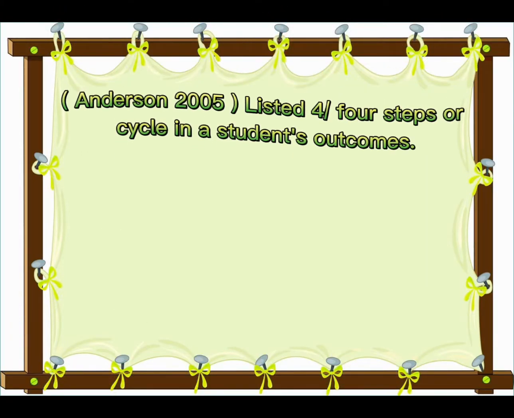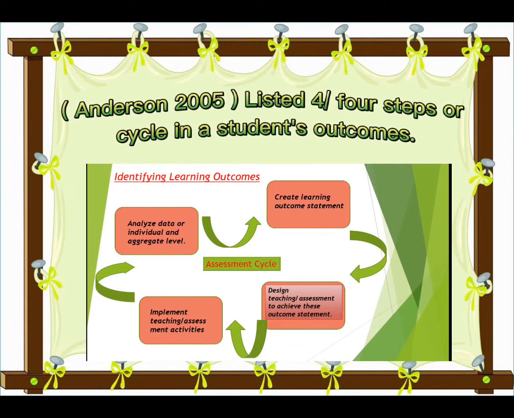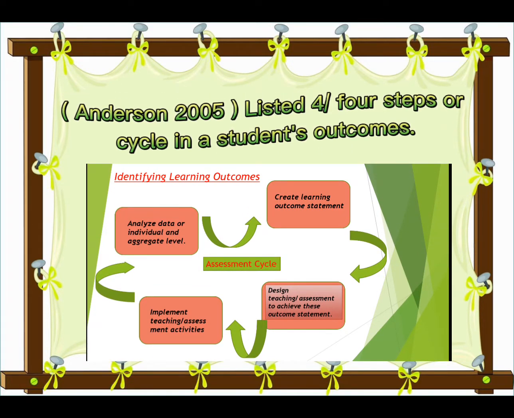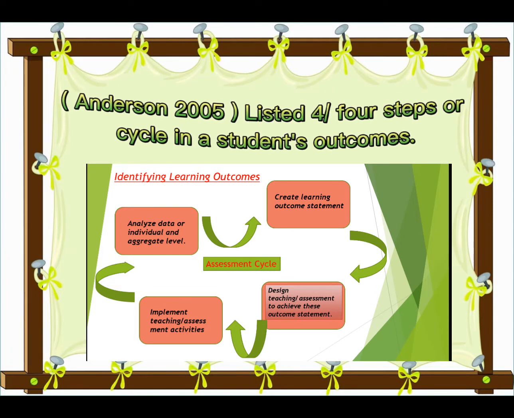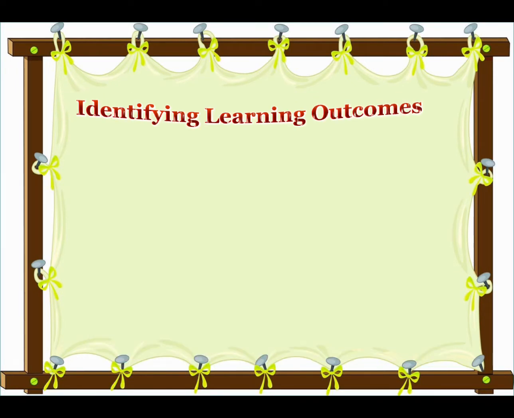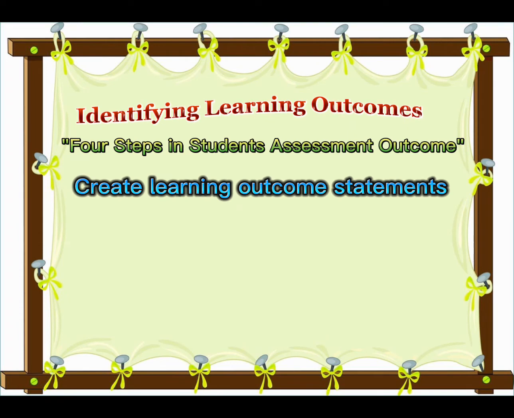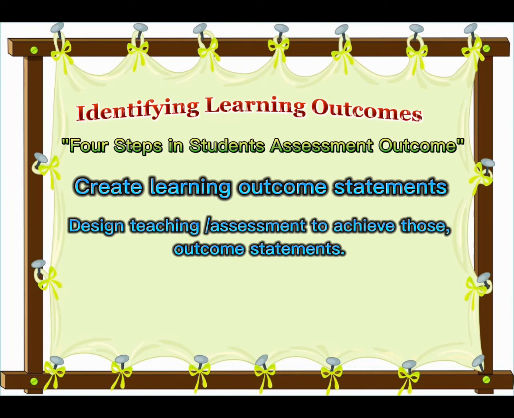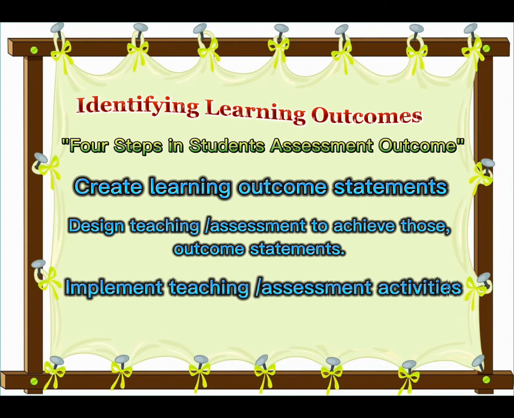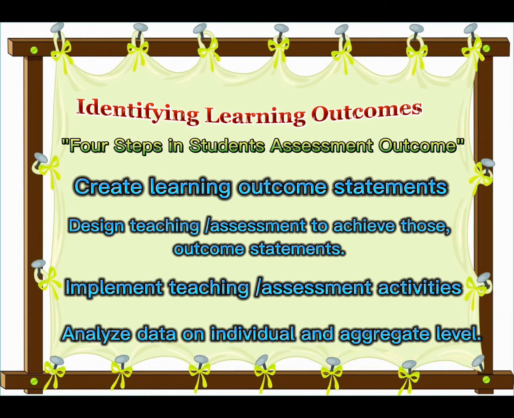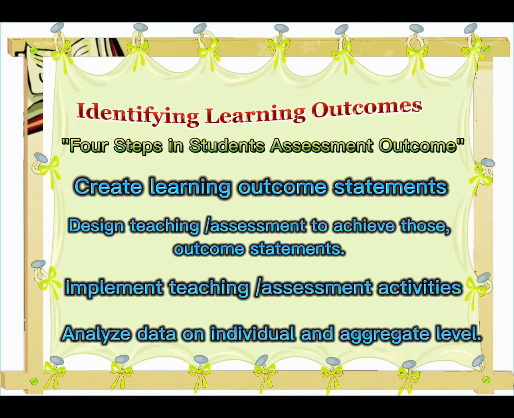Anderson 2005 listed 4 steps or cycle in a student outcome. Please refer to the given example of the cycle below. So there are 4 steps in the assessment cycle. We have: create learning outcome statements, design teaching and assessment to achieve these outcome statements, implement teaching and assessment activities, and analyze data on individual and aggregate level.